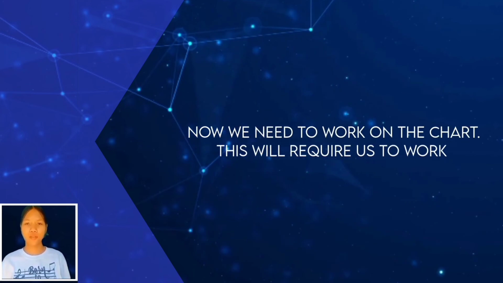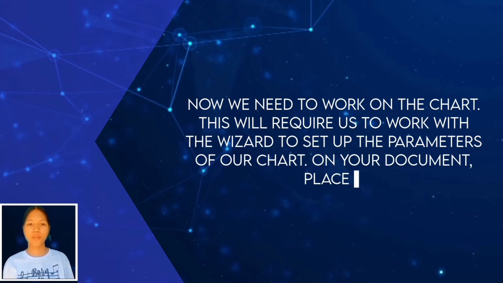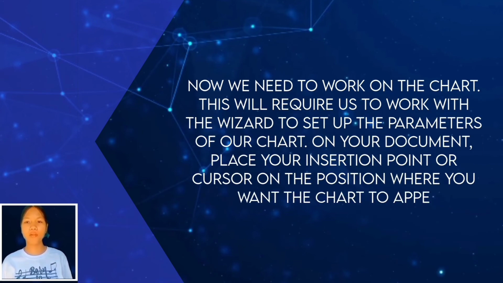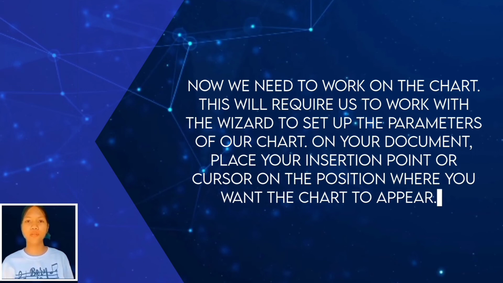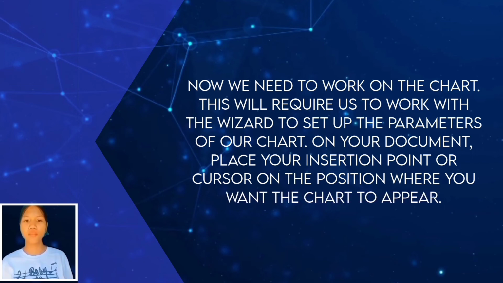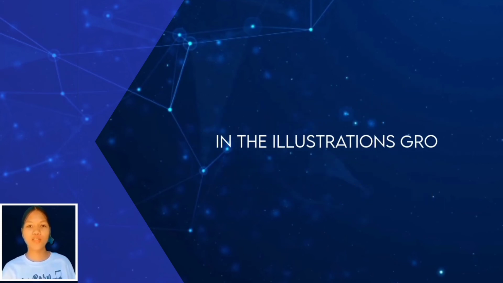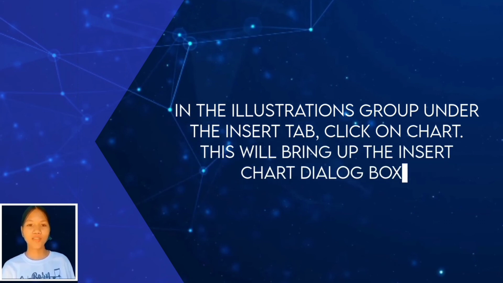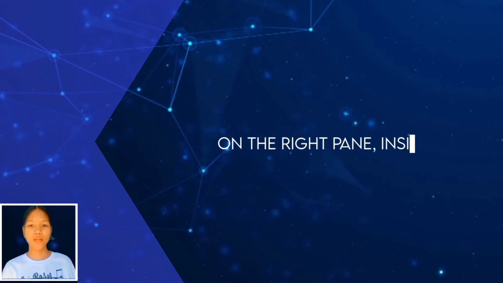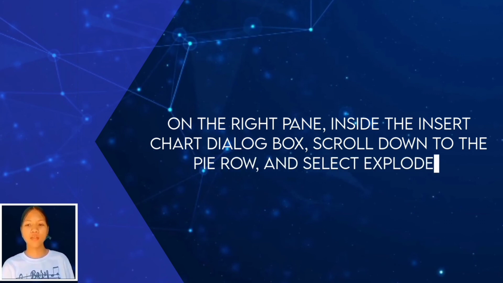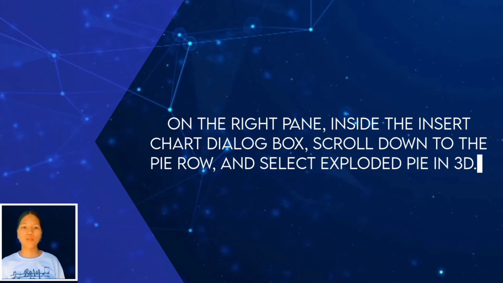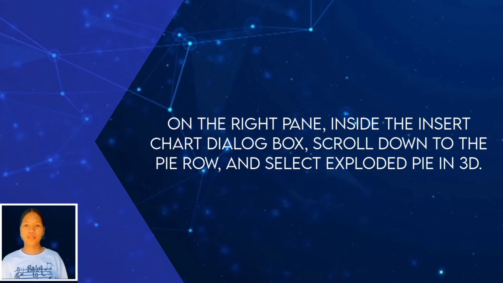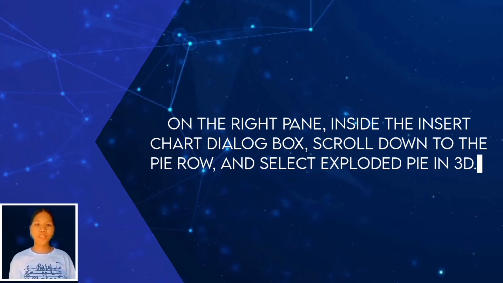11. We need to work on the chart. This will require us to work with the wizard to set up the parameters of our chart. Place your insertion point or cursor on the position where you want the chart to appear. 12. In the Illustrations group under the Insert tab, click on Chart. This will bring up the Insert Chart dialog box. 13. In the right pane inside the Insert Chart dialog box, scroll down the pie row and select Exploded Pie in 3D.